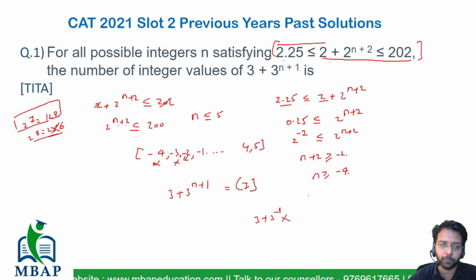So the lowest value from which you will start getting an integer value will be minus 1, because minus 1 plus 1 will become 0, 3 raised to 0 will become 1, 1 plus 3 will become 4. That's the first integer value that the expression can take. So the range of values which I can consider for 3 plus 3 raised to n plus 1 to become an integer will be minus 1, then 0, plus 1, plus 2 till plus 5.